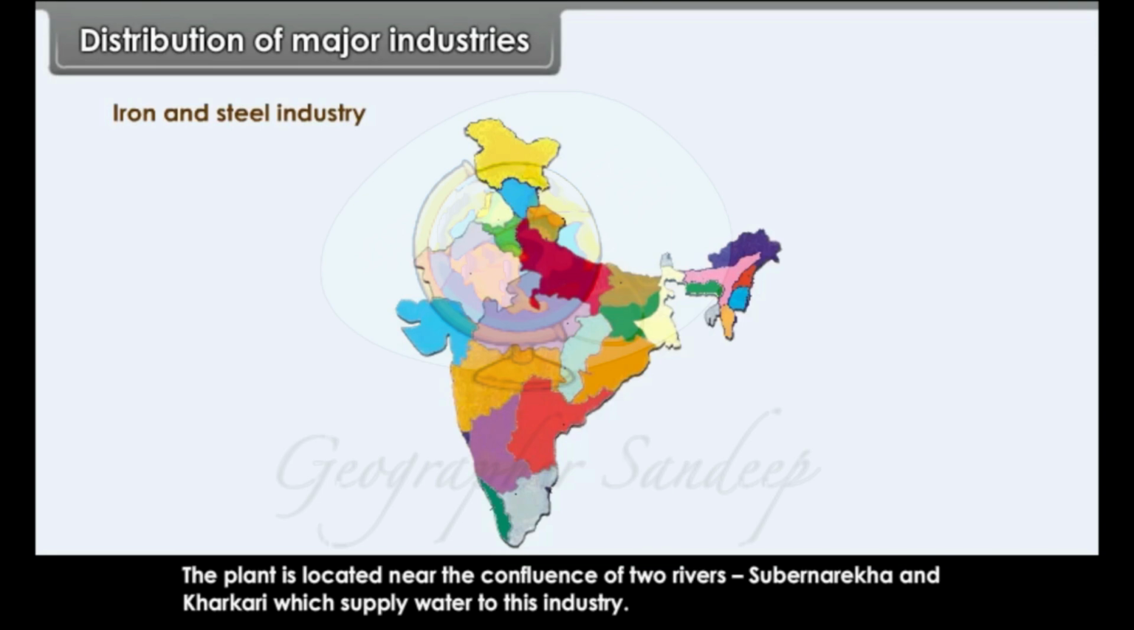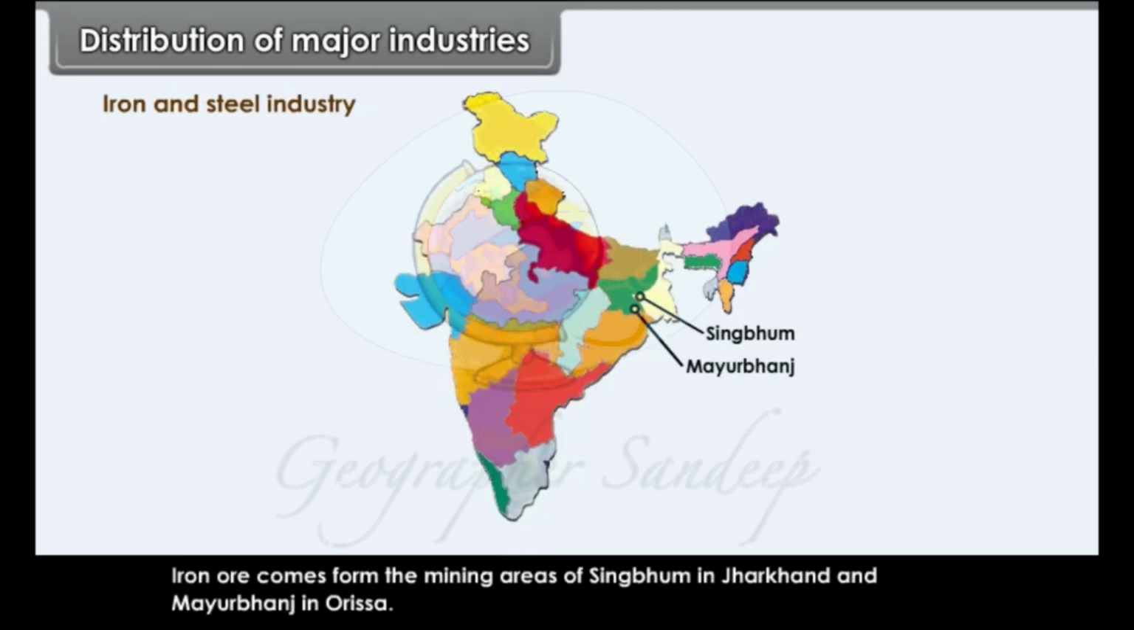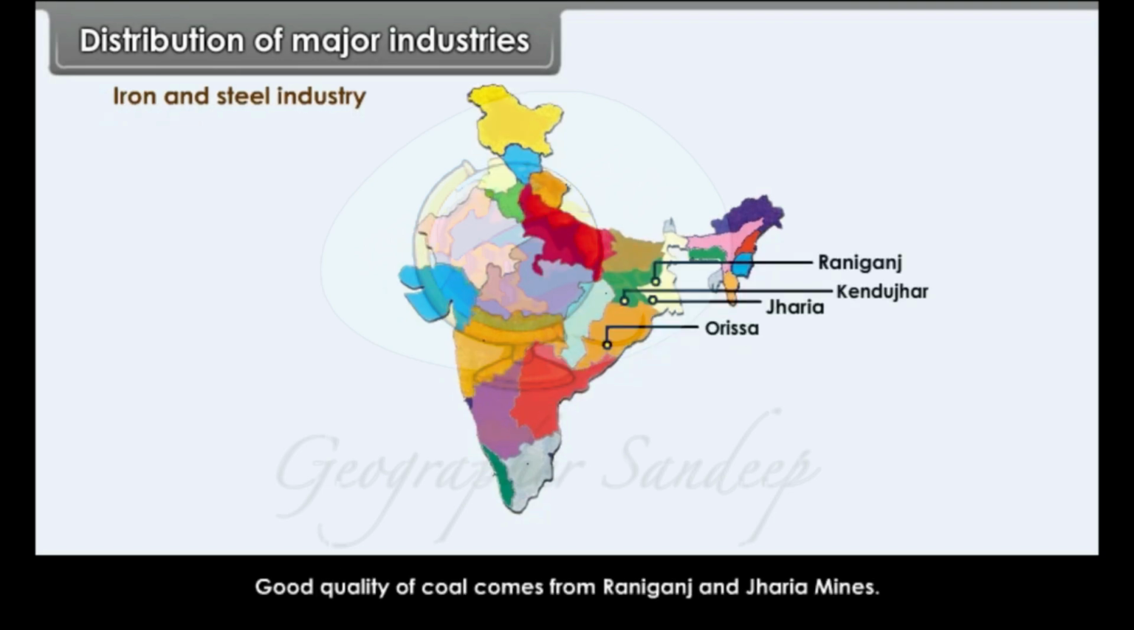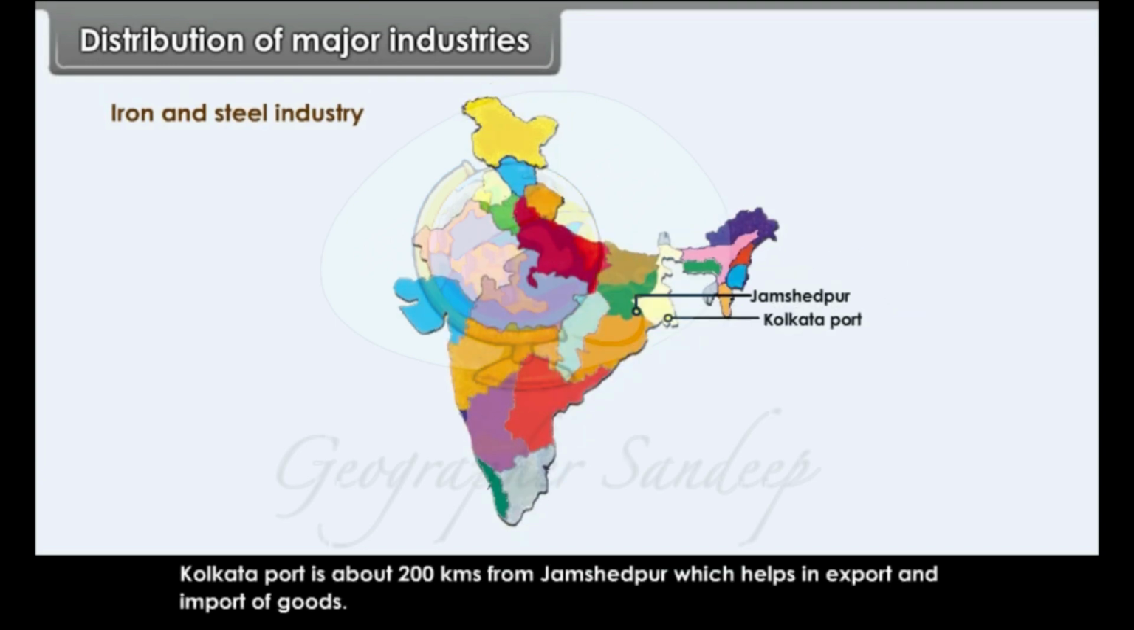The plant is located near the confluence of two rivers, Subarnarekha and Kharkhai, which supply water to this industry. Iron ore comes from the mining areas of Singhbhum in Jharkhand and Mayurbhanj in Orissa. Good quality coal comes from Raniganj and Jharia mines. Manganese comes from Kendujhar district of Orissa. Kolkata port is about 200 kilometers from Jamshedpur, which helps in export and import of goods.